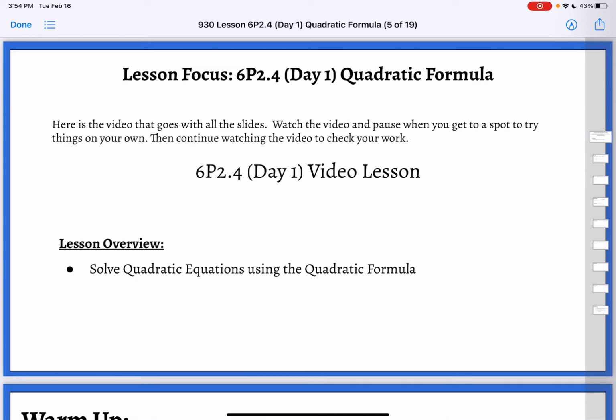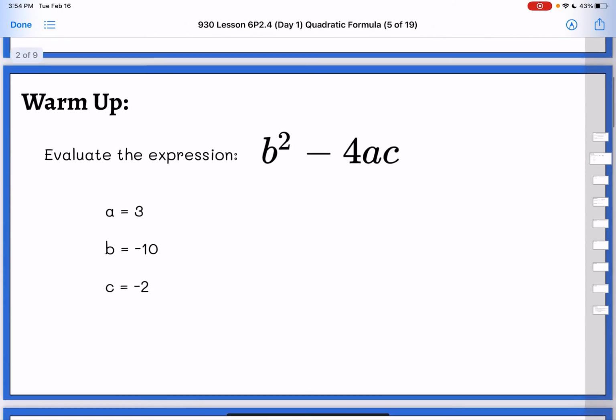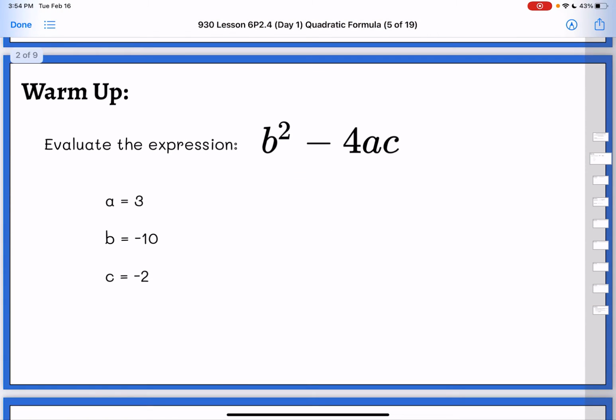Okay, we are going to learn one last method for solving quadratic equations, and this is called the quadratic formula. So we're going to jump into it here today with a little warm-up, a little evaluating. Do you remember how to evaluate?